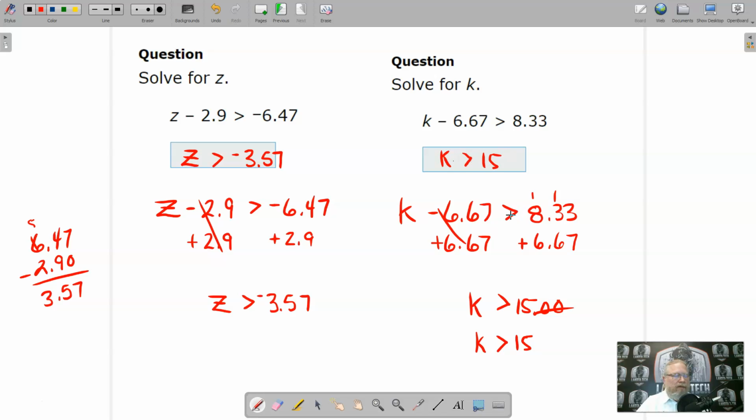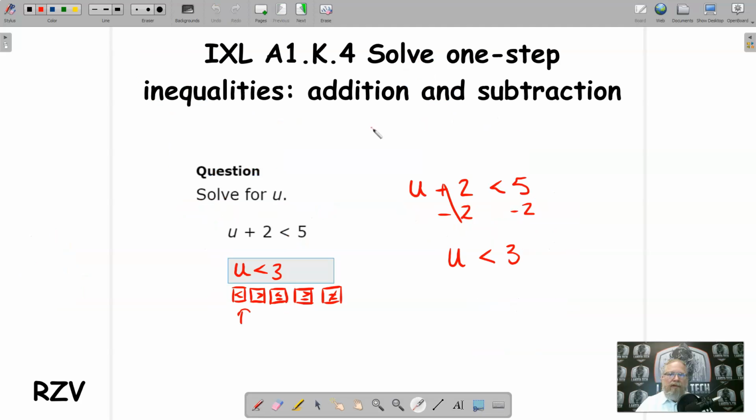All right. So that concludes all of my examples for IXL A1.K.4 Solve one-step inequalities using addition and subtraction. Thank you. Good luck on your activities.